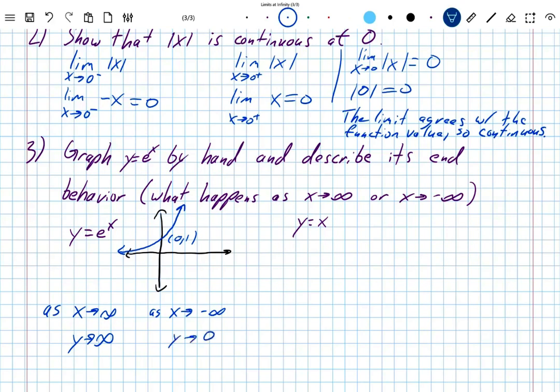to 0. Okay. And what we're going to have in this section is we're going to try to make that a bit more formal, and we're going to say, yes, the limit as x goes to negative infinity of e to the x is equal to 0. In other words, we have a horizontal asymptote of y equals 0. Okay. And on the other side, we'll say the limit as x goes to infinity of e to the x is infinity.